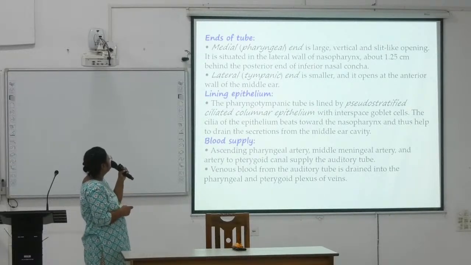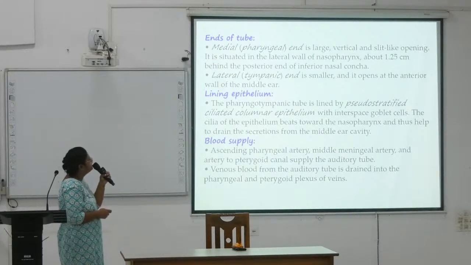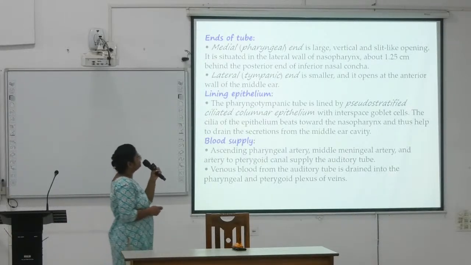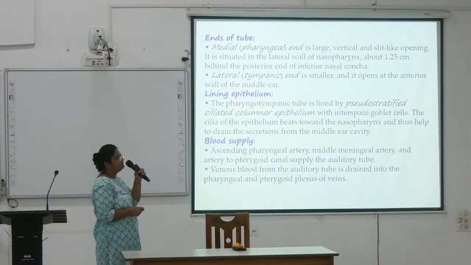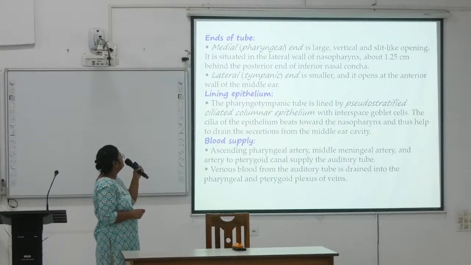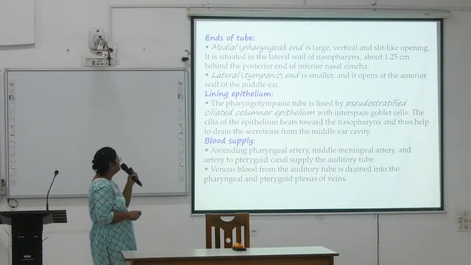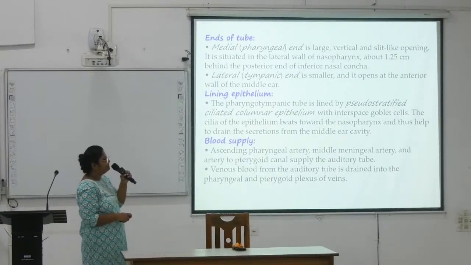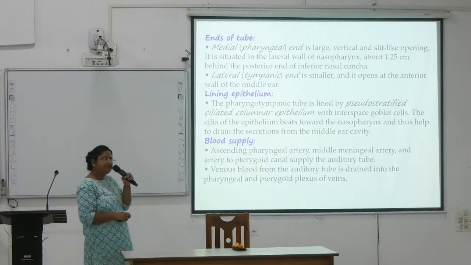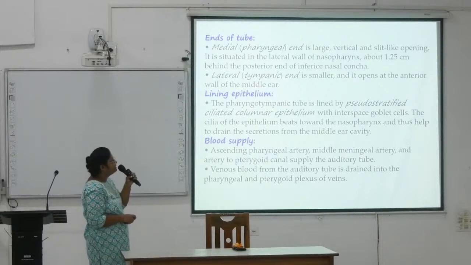Ends of the tube: the medial or pharyngeal end is a large, vertical, slit-like opening, and it is situated in the lateral wall of the nasopharynx, about 1.25 centimeter behind the posterior end of the inferior nasal concha. This opening you have seen during head neck. And the lateral or tympanic end, it is smaller, opens at the anterior wall of the middle ear. Next is lining epithelium. The pharyngotympanic tube is lined by pseudostratified ciliated columnar epithelium with interspersed goblet cells, and the cilia of the epithelium beat towards the nasopharynx and thus help to drain the secretions from the middle ear cavity.